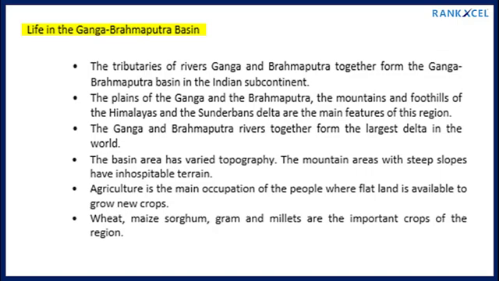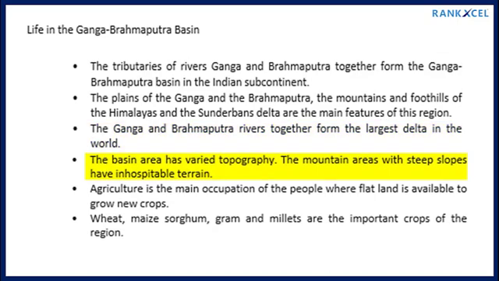Life in the Ganga-Brahmaputra Basin. The tributaries of rivers Ganga and Brahmaputra together form the Ganga-Brahmaputra Basin in the Indian subcontinent. The plains of the Ganga and the Brahmaputra, the mountains and foothills of the Himalayas and the Sundarbans Delta are the main features of this region. The Ganga and Brahmaputra rivers together form the largest delta in the world.